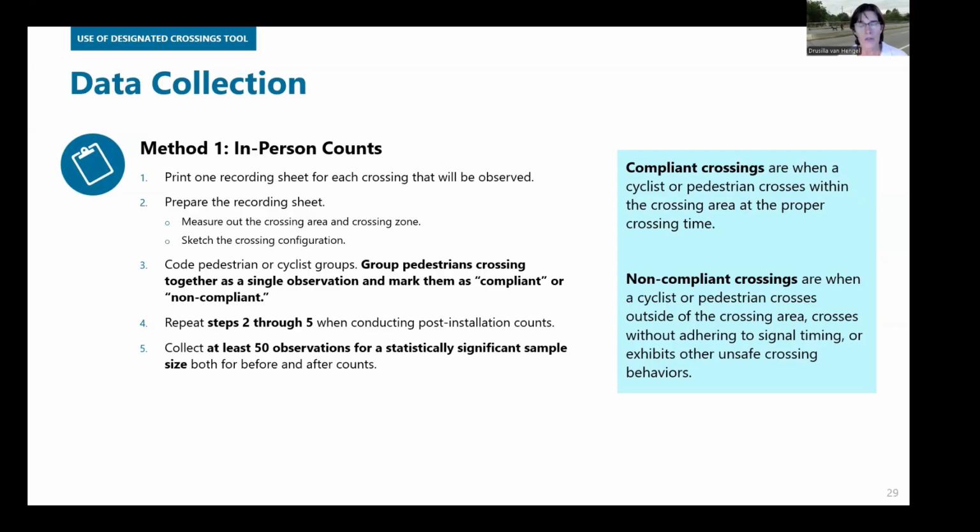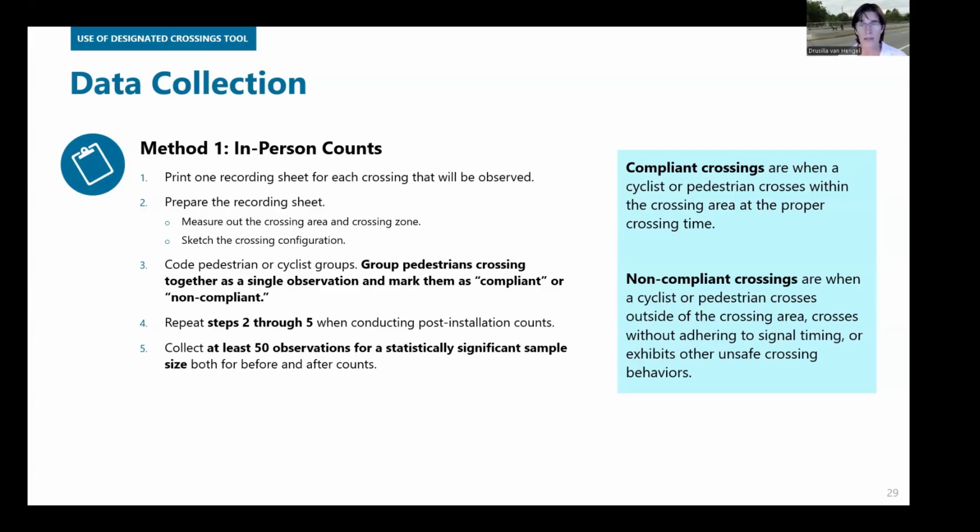You'll be coding pedestrians or cyclists who arrive in groups as one unit of observation: group pedestrians crossing together as a single observation, and mark them as compliant or non-compliant based on the designations I'll share with you in a moment. Repeat steps 2 through 5 when conducting post-installation counts with a clean data recording sheet. And every time you go out to collect the data, record at least 50 observations for a large enough sample size that you can do some statistical comparisons.